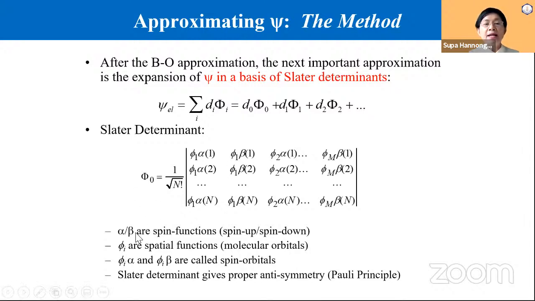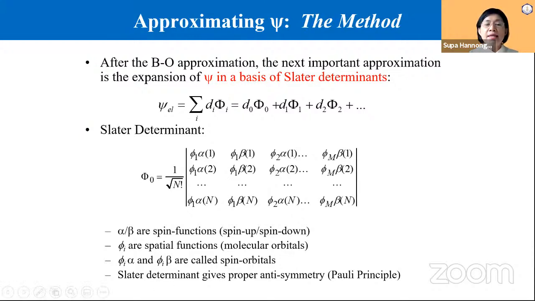So alpha and beta stand for the spin functions. You remember that the electron can have spin up or spin down. Okay, there are two possibilities. And the phi i are spatial functions or molecular orbitals. Therefore, phi i alpha and phi i beta, we call spin orbitals. Okay, that means the wave function that represents the electron with spin and the molecular orbitals.